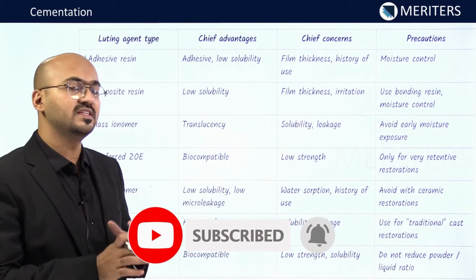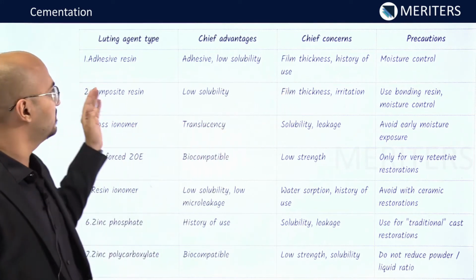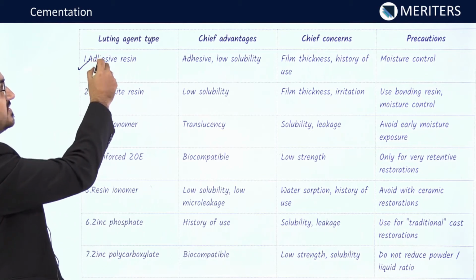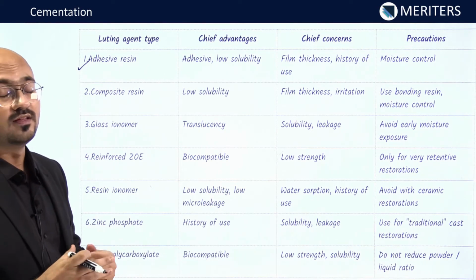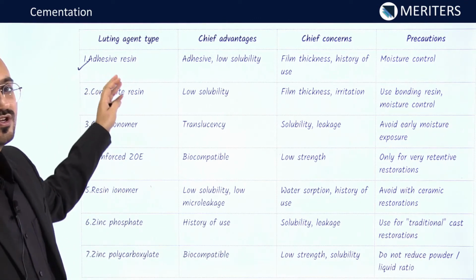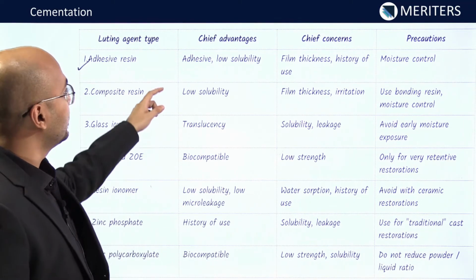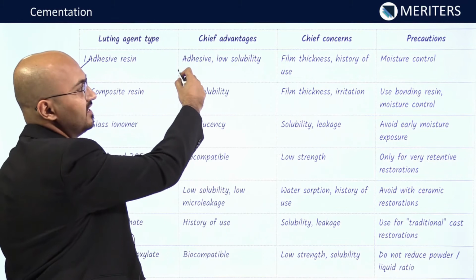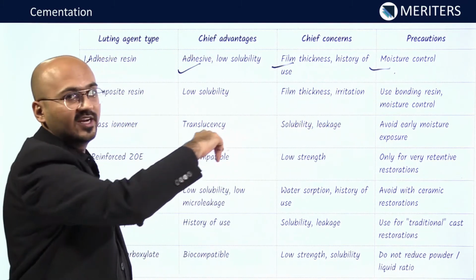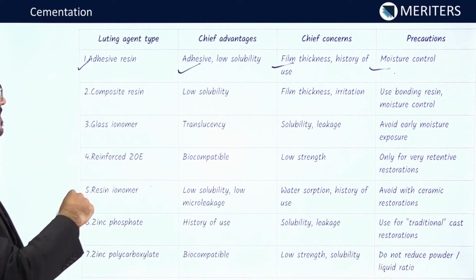So based on the properties that we discussed, we are going to now see the advantages and concerns and precautions of the luting agent that we have already seen earlier. So adhesive resin cement, as the name says, is going to adhere to the tooth structure. There is an additional adhesive molecule required for bonding of these cements. Examples of this are Multilink and Variolink, which are all manufactured by Ivoclar. So adhesive resin cements have good adhesion property, but again they have higher film thickness and poor moisture control related issues. So the clinician has to be cautious when moisture control is to be established.